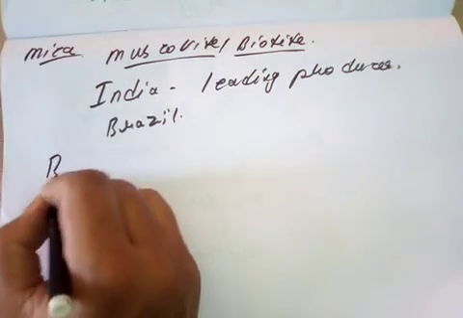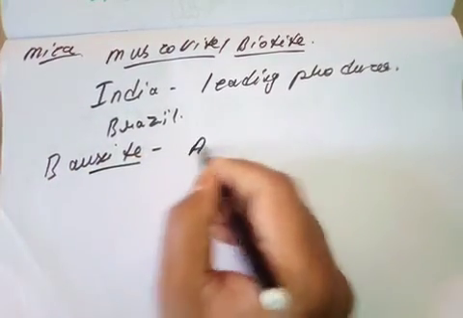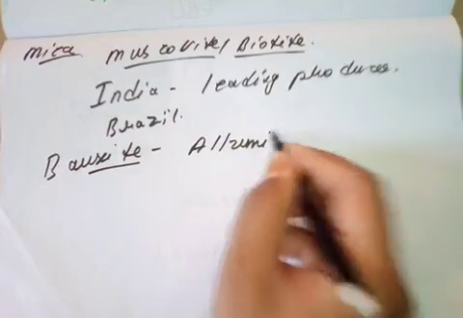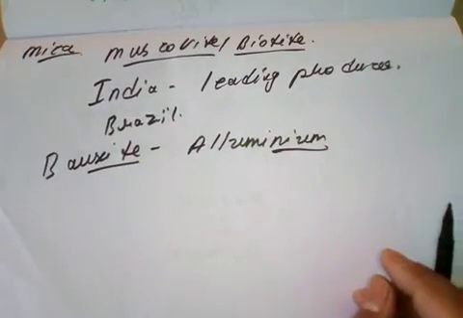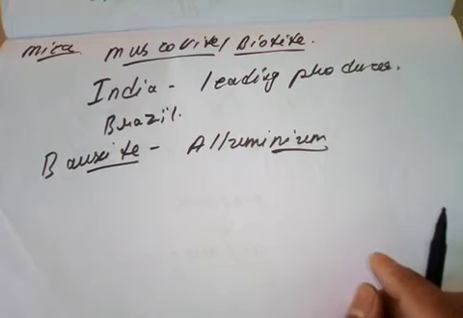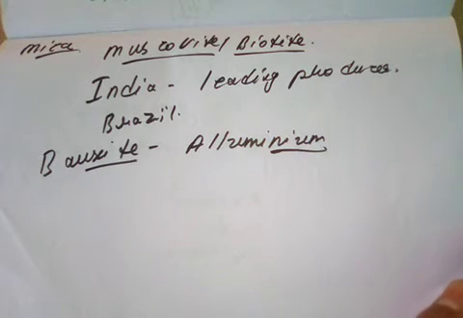Another is bauxite. From bauxite we used to get aluminium. India is also one of the leading producers of aluminium. Other countries like Australia, Brazil, China, Guinea, Guyana, Jamaica are some of them. In India we get aluminium in the same places like Jharkhand, Chhattisgarh, Madhya Pradesh, Orissa.